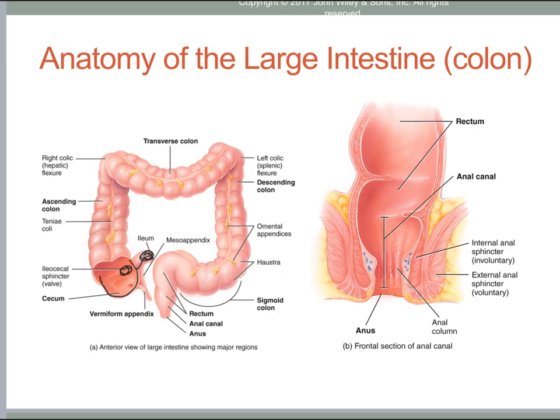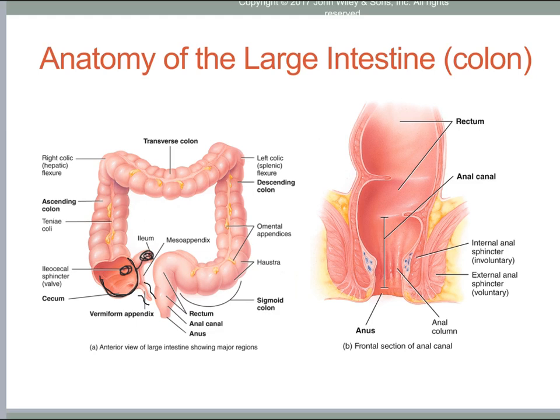Now, a couple things to point out before we work our way in and around the structures and anatomy of this tube. Number one, hanging off the back of this cecum is our appendix. Remember, this is a vestigial structure, vermiform appendix. It has some lymphatic structure, otherwise serves no purpose.